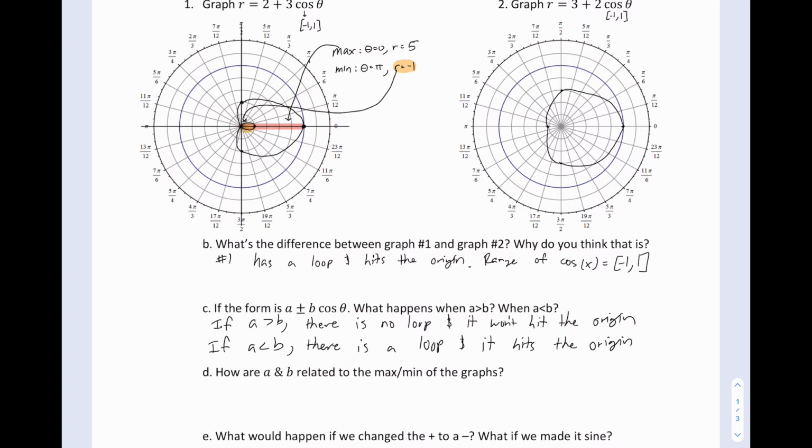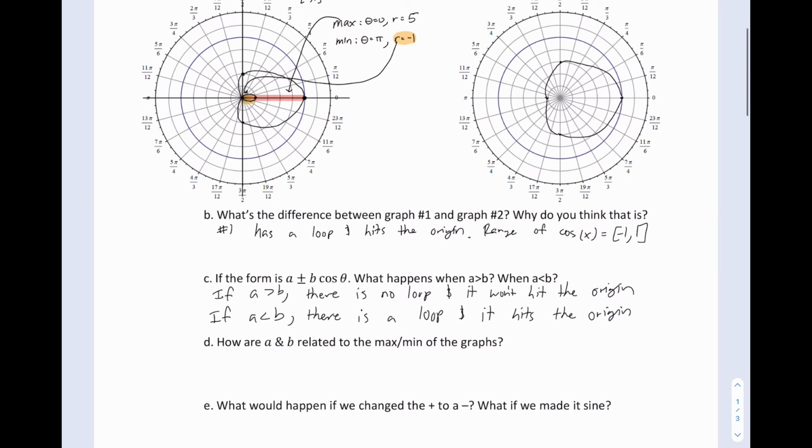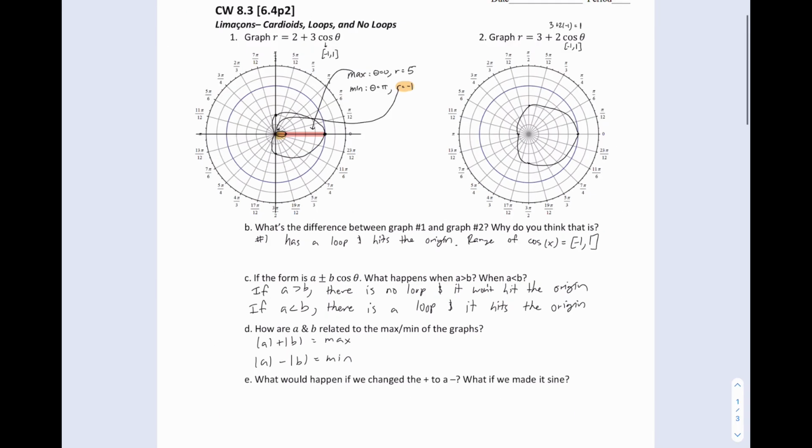How are a and b related? So this part's pretty simple. If you take the absolute value of each of these variables and add them, you get the max. If you subtract them, you get the min. And we're seeing that here, right? 2 plus 3, look at that, 5. 2 minus 3, -1, so that's pretty nice.